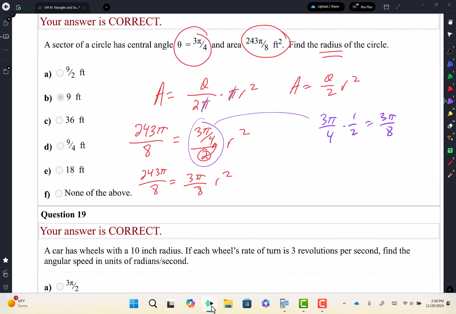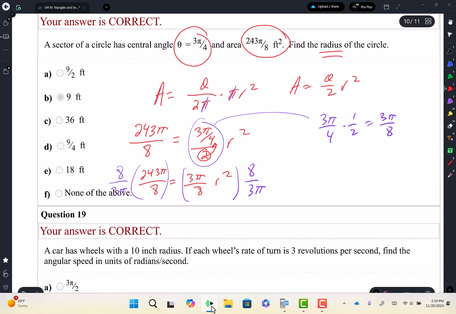Okay. All right. I want r by itself, guys. Yes, you can say divide by 3 pi over 8, but anytime I have a fraction, I like to just say multiply by the reciprocal. So I'm going to multiply by 8 over 3 pi. Whatever you do to one side, you do to the other. 8 over 3 pi.